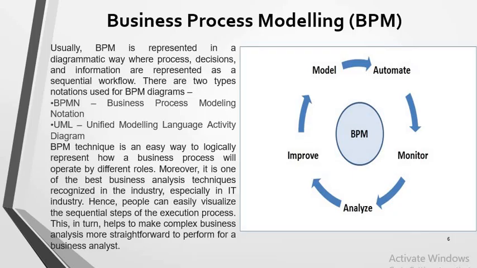For example, the BPM is shown in this figure, in this diagram. It shows that you automate the things, you monitor it, you analyze it. The results of the analysis will help you to improve your model and your processes, and this is how things get done, and this is how you can get better results and improvement in your processes.